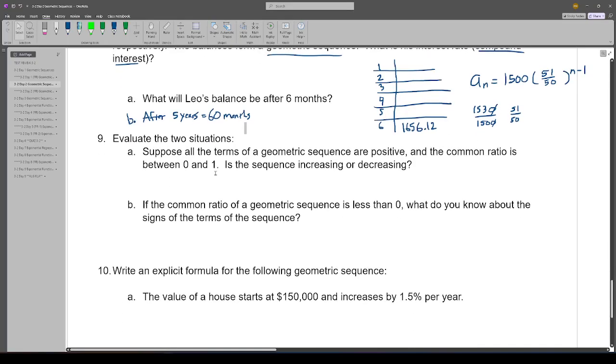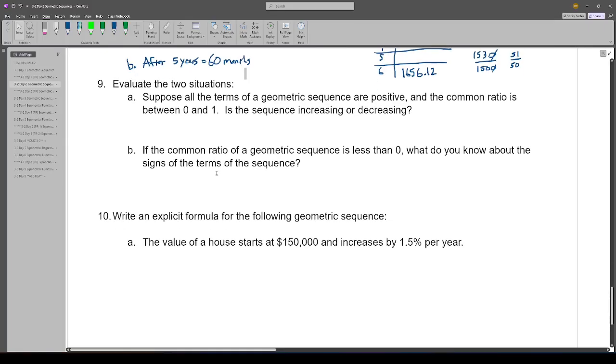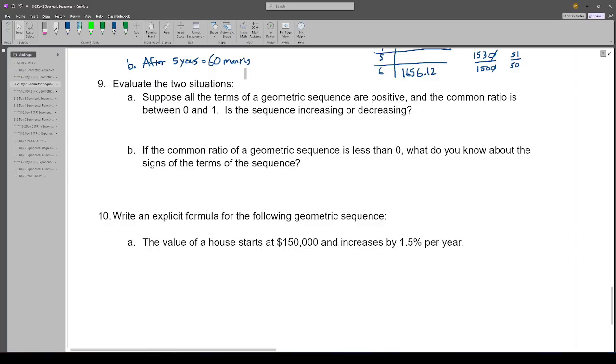Okay, then the last two we have, evaluate 2 situations. Suppose all terms of a geometric sequence are positive and the common ratio is between 0 and 1. Is the sequence increasing or decreasing? So one way to do this would be to make an example for ourselves. So all terms are positive, including term number 1.